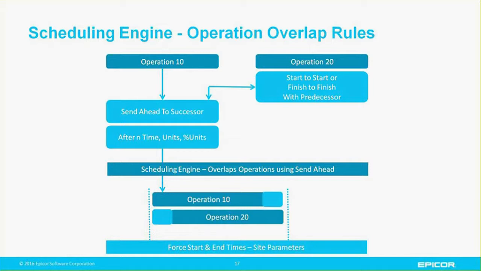The successor operation will be scheduled to finish after the duration of the elapsed time of the send-ahead quantity is added to the finish of the predecessor. The start time is set by subtracting the duration of the second operation from the calculated finish time. However, this calculation can be further modified by the site-level settings that allow either the start and/or the end times of operations with overlap rules to be set to the same values. This prevents additional work being scheduled on the overlap resources to prevent any delay.